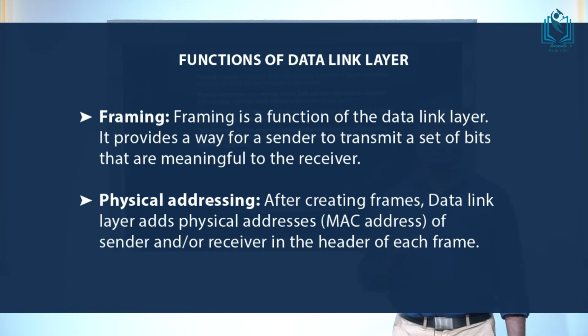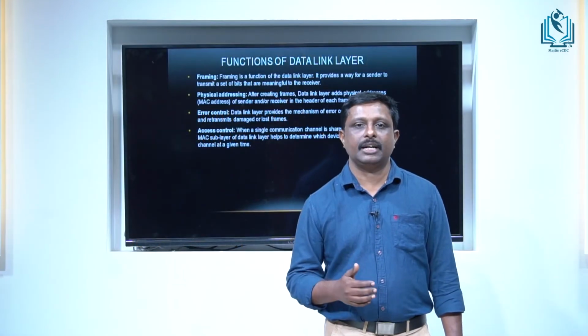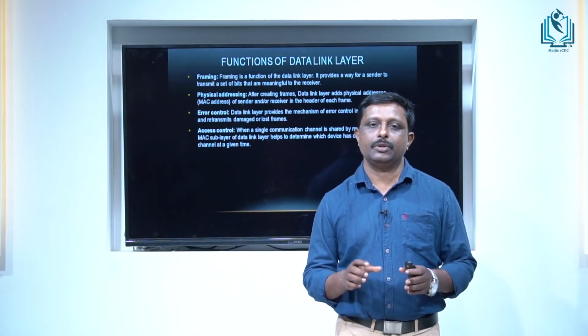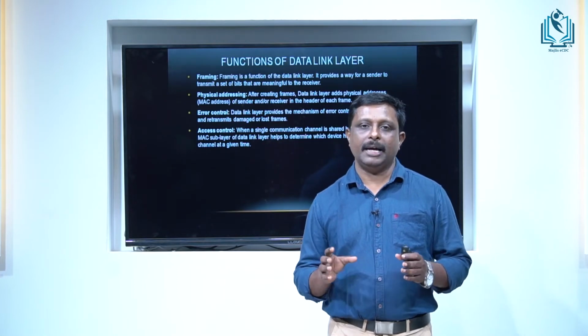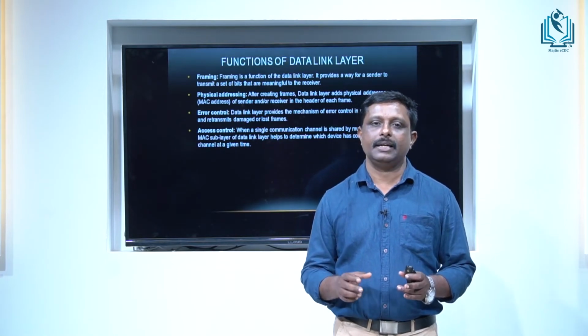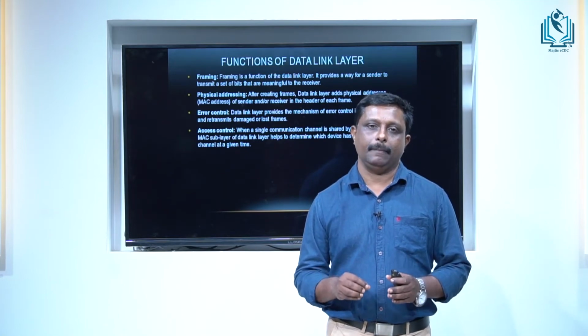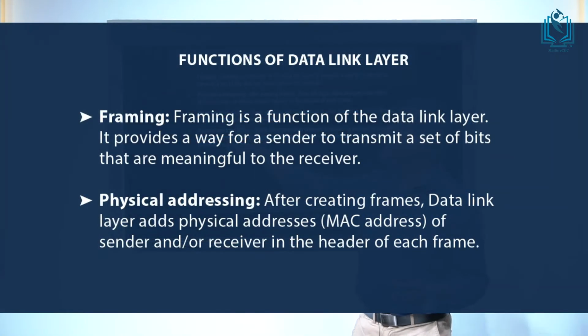First function of data link layer is framing. Framing means the data is coming from the network layer, and the data link layer divides this data into small, manageable sizes and adds them into a frame. That is called framing. Next one is physical addressing.